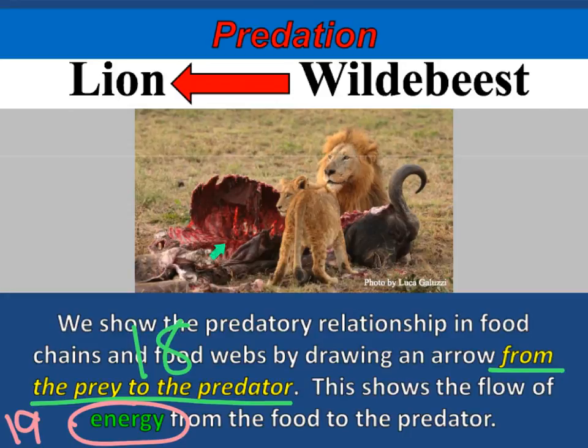All right, so if you look at this picture right here, you've got these lions and you've got this wildebeest, okay? This is what a wildebeest is. So notice where the arrow is pointing. The arrow points from the wildebeest to the lion. How I memorize it, and what helps my students, is to think about which organism goes into the belly of the predator. So this wildebeest went into the belly of the lion. So that's why the arrow points to the predator.